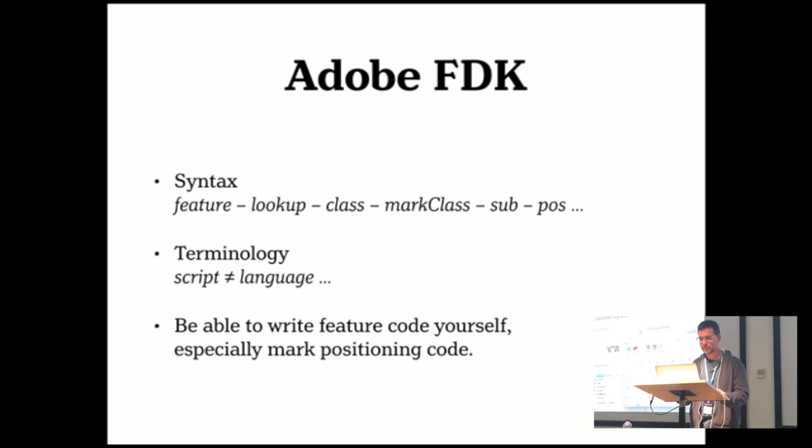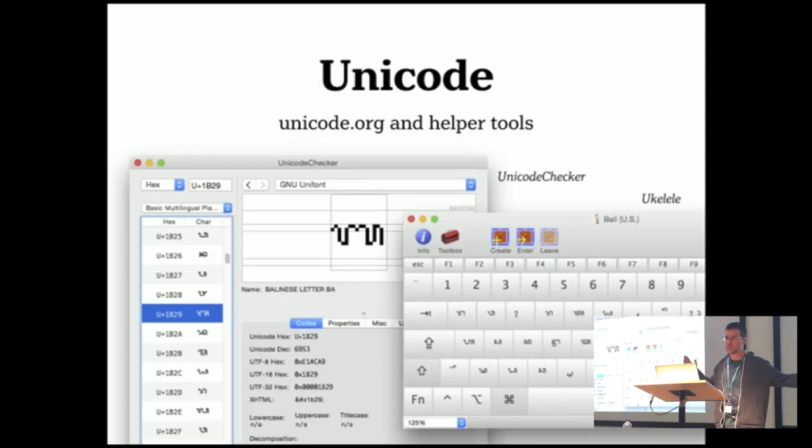Good. All right. This fourth resource, Unicode. Get acquainted with Unicode. You should know what Unicode is, what it does, and what it does not. You should be able to understand it after you understood the difference between a character and a glyph. If you're on a Mac, then there's a handy application called Unicode Checker. It's free, you can download it. And there's another free application called Ukelele from SIL, with which you can make keyboard layouts. That's what I did, because I've been working on Balinese for a long time, and I've made my own Balinese keyboard in order to type it more easily.